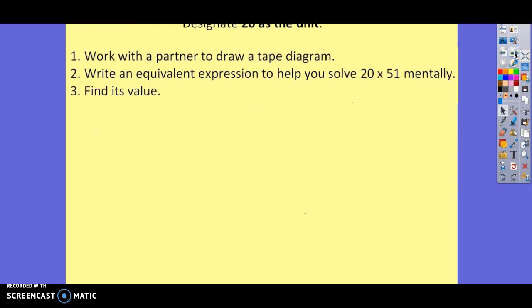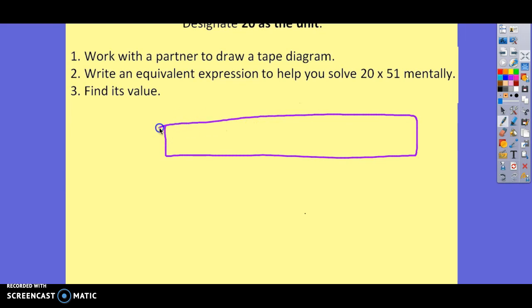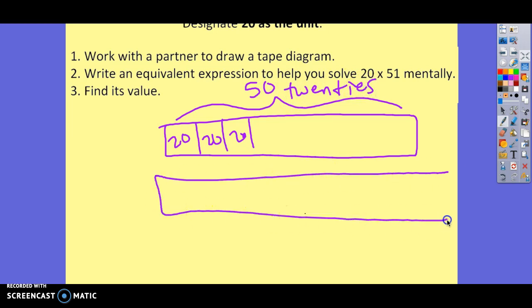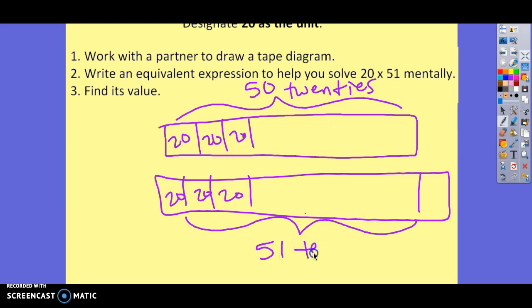Here we're going to work with our tape diagram to draw an expression that's going to be equivalent to helping us solve 20 times 51 mentally. I'm going to use 20 as my units. And if I did 50 20s, then to solve this problem, we just need one more 20, right? And make it 51 20s. Just add one more 20 to the end.